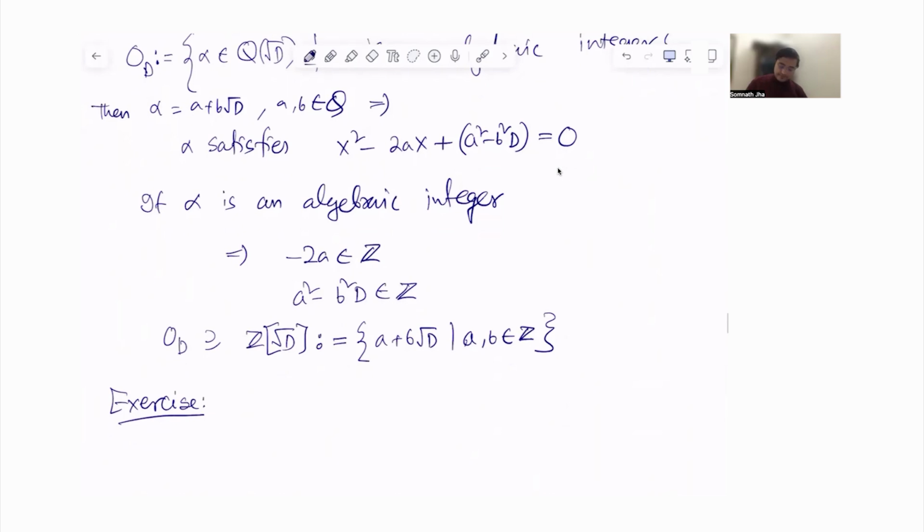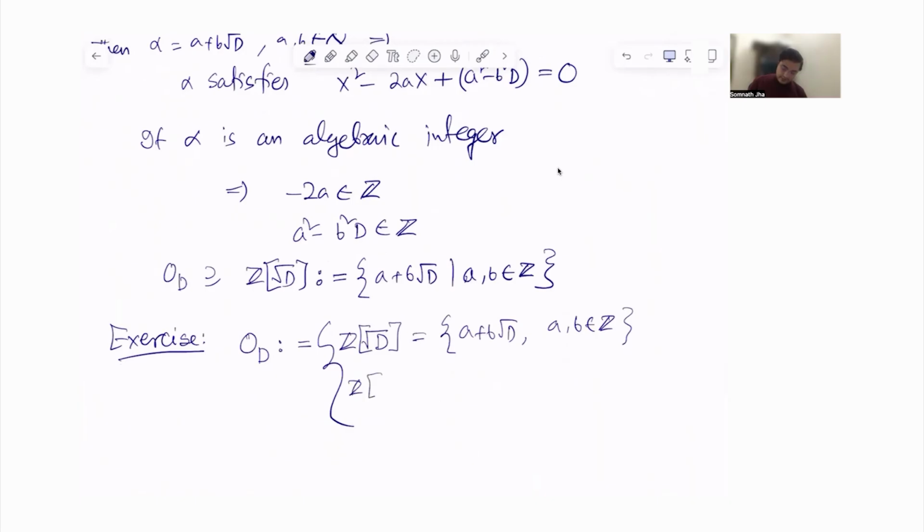So exercise is that O_D equal to Z[√D], equal to {a + b√D : a, b ∈ Z}, and it is Z[(1+√D)/2], which is defined to be {a + b(1+√D)/2 : a, b ∈ Z}, this set.